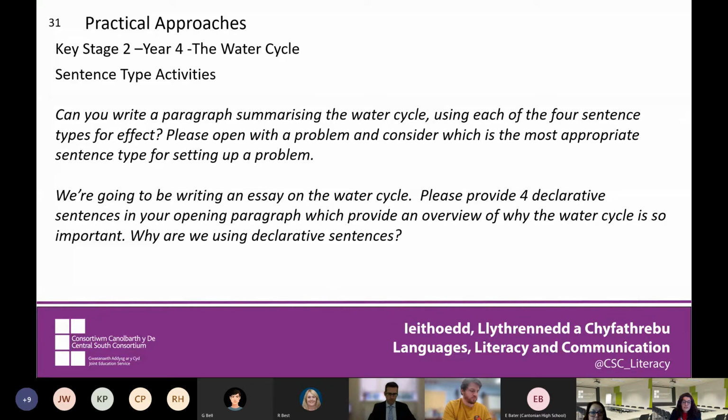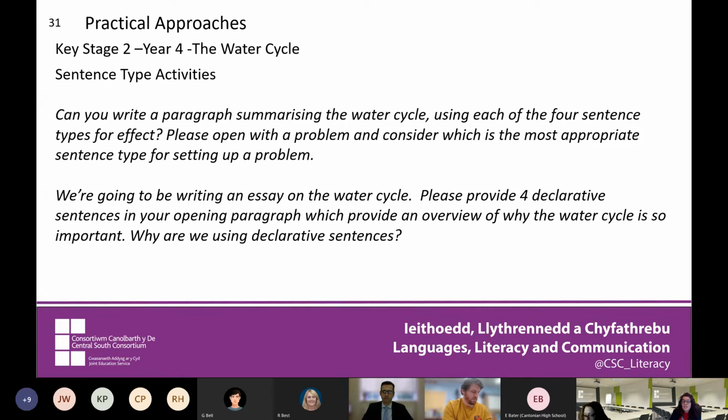So here they have to demonstrate their knowledge, they've got to consolidate their knowledge, but they're also thinking, perhaps more importantly, about the impact of their writing on the reader. And they're also writing full sentences, so it's a real win.